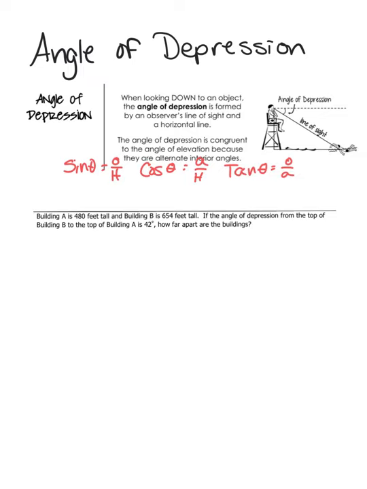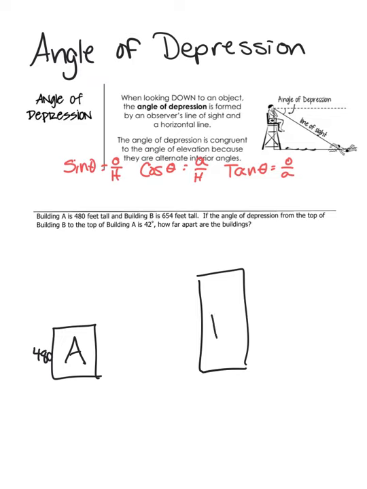So, I have building A and building B. Building A is 480 feet tall. This is building A. Building B is taller at 654 feet tall. And the angle of depression from one to the other is 42 degrees. So this angle is a 42-degree angle.